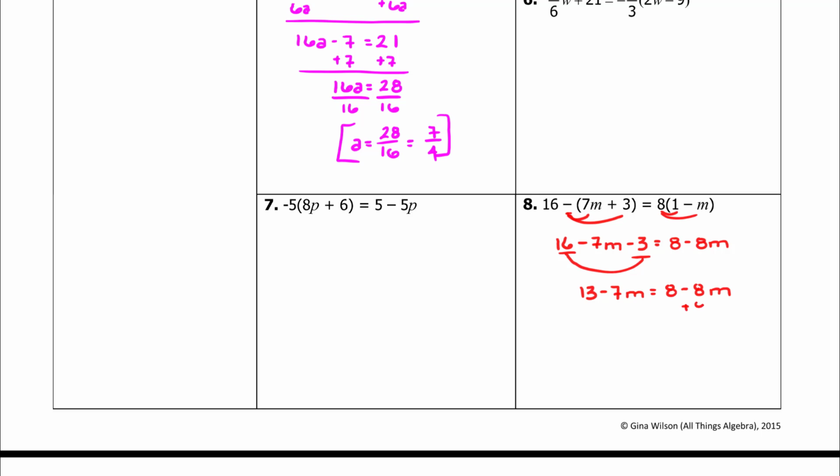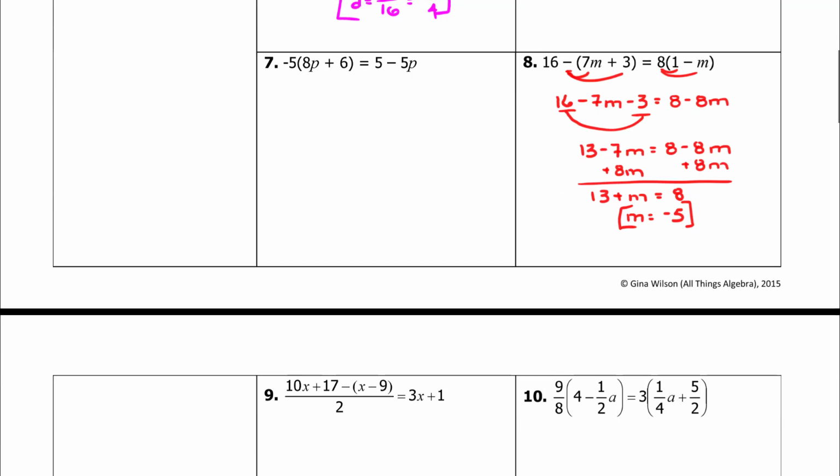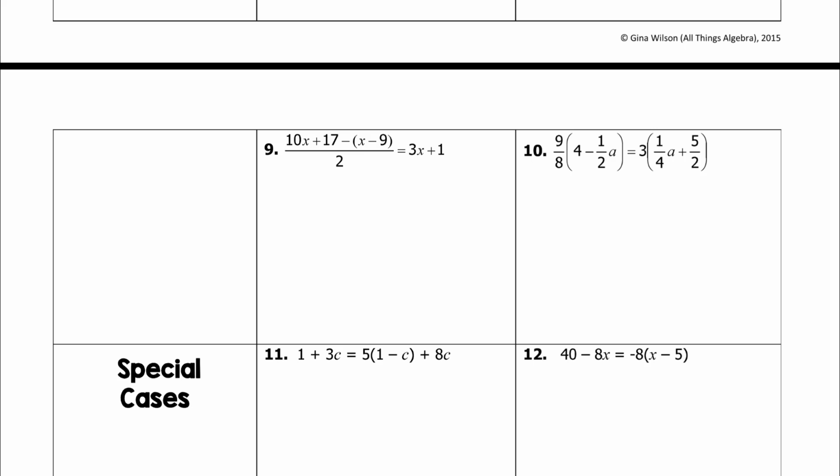So I'm going to add 8m to both sides. And that gives me 13 plus m is equal to 8. Subtract the 13 from both sides, and I'm going to get m is equal to negative 5. Okay, so solving equations shouldn't be too bad for you. It's basically an Algebra 1 review.